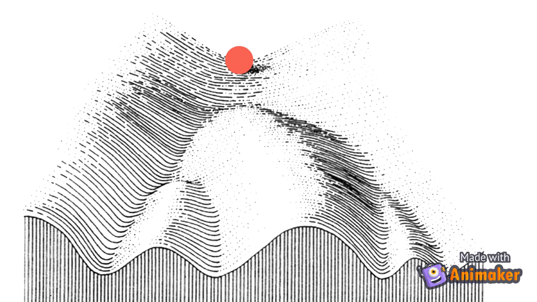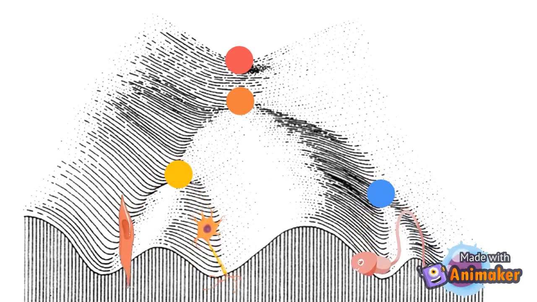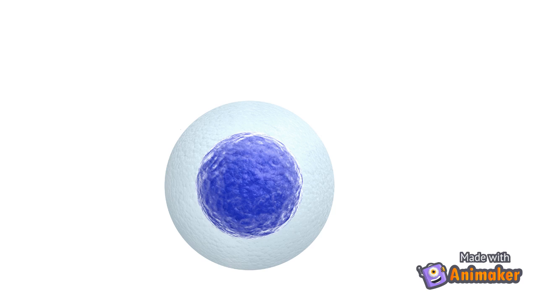This hill represents the epigenetic landscape. At the top, we see a pluripotent cell, meaning it can differentiate into any cell type. When an embryo develops, its cells start to lose their pluripotent qualities. They start to differentiate into different lineages and eventually form differentiated cell types.